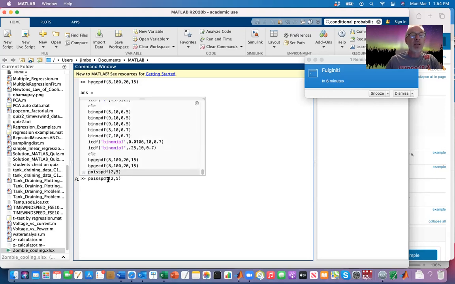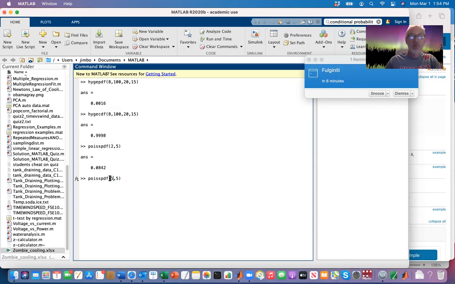What's the probability of getting 5? About 18%. What's the probability of getting 16? Very small. It's highly unlikely, if your average is 5 in an area of opportunity, to get 16 in that same amount of time. So we can do Poisson, and those are the individual probabilities, again, PDF.